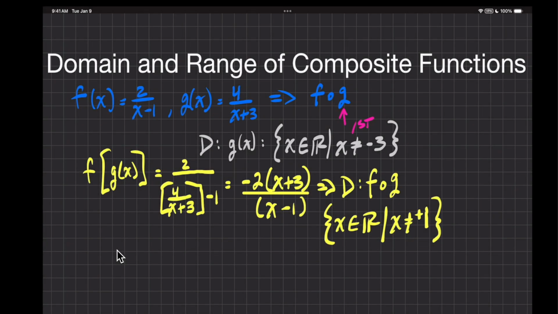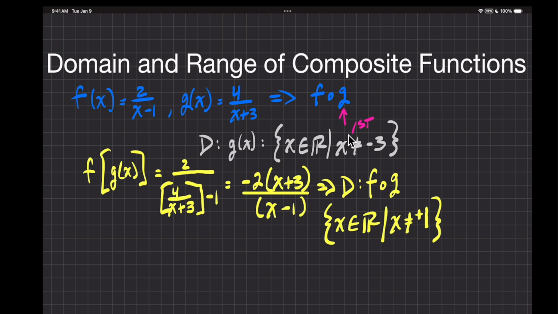Let's now move to our second example, and we're going to use the same two functions, f and g, but we're going to do the reverse. We're going to do f of g of x, and we're going to find its domain and range. So here we're going to get the domain of the inside function g, and in the interest of time, I went ahead and did some work ahead of time.